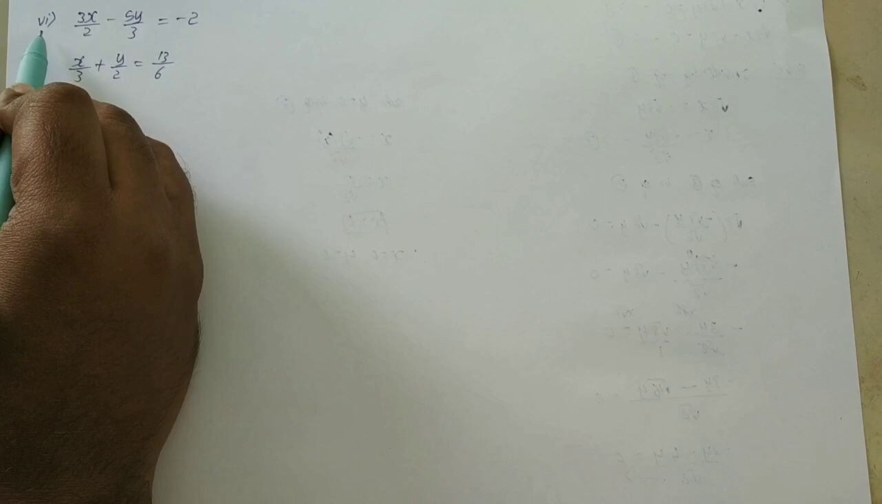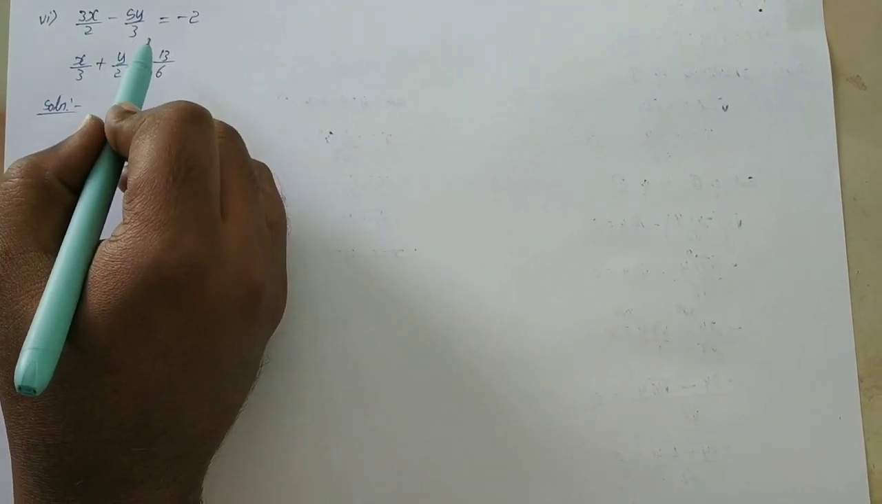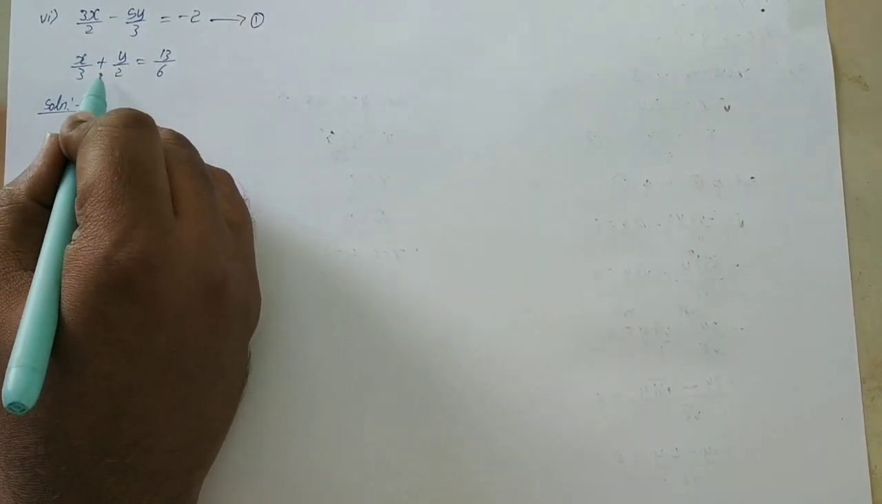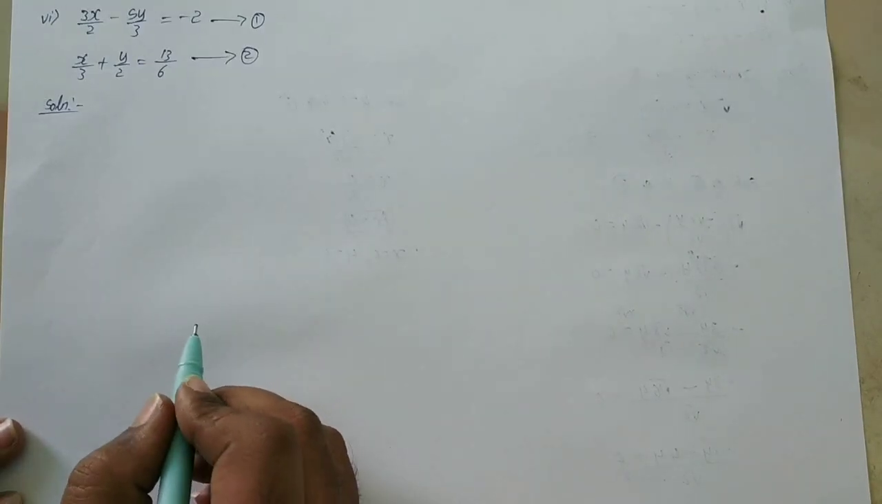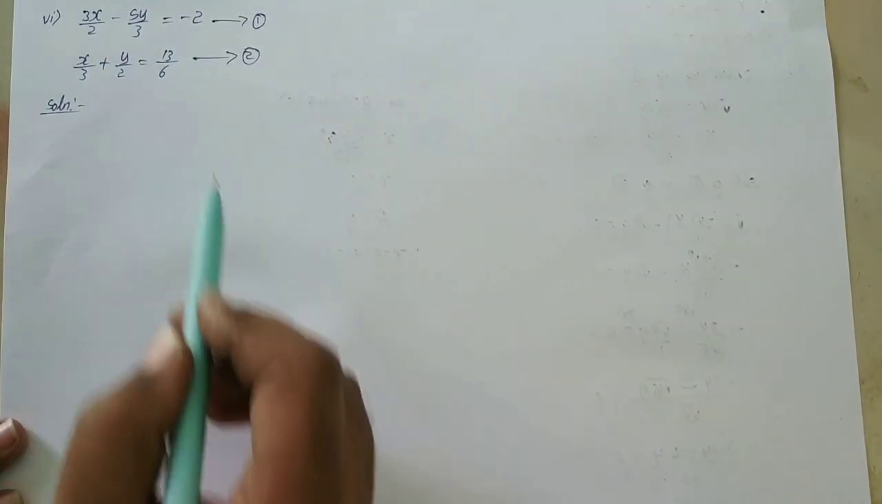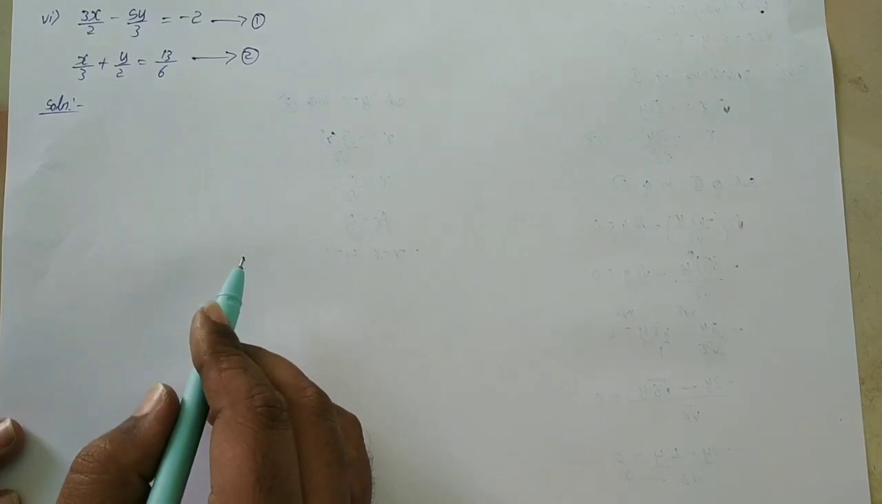So next, last sub question, 3x by 2 minus 5y by 3 is equal to minus 2. This is our first equation. And x by 3 plus y by 2 is equal to 13 by 6. So this is our second equation, right? So we have to consider any one of the equations and we have to write it in terms of x or in terms of y, right? So here I will consider equation 2 and I will convert it in terms of x.